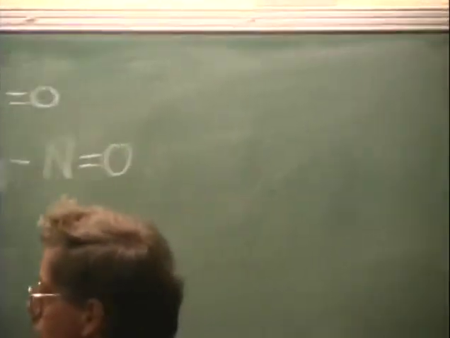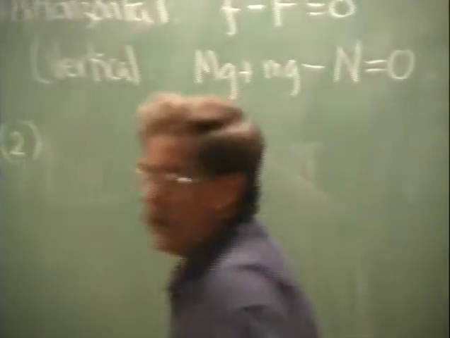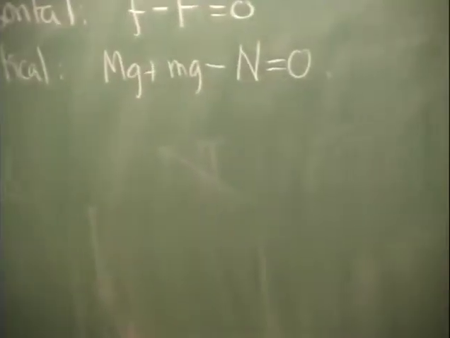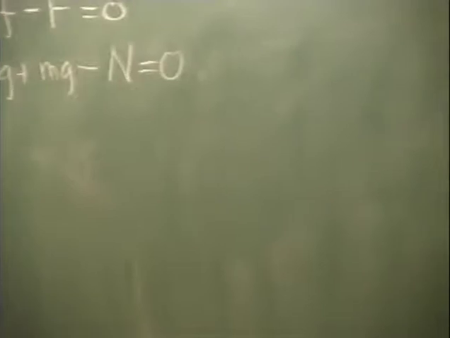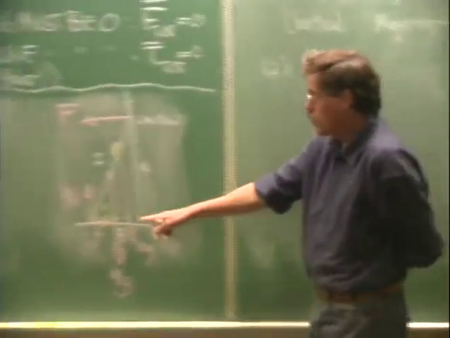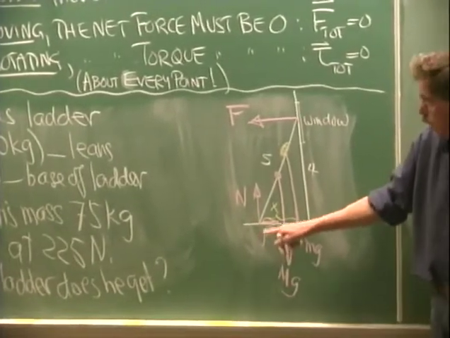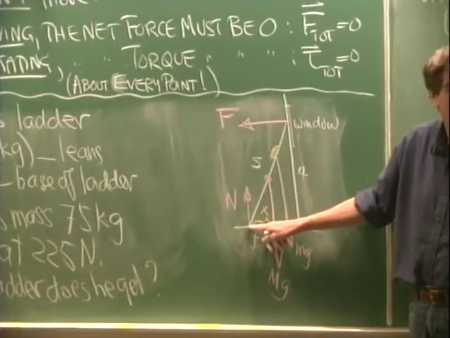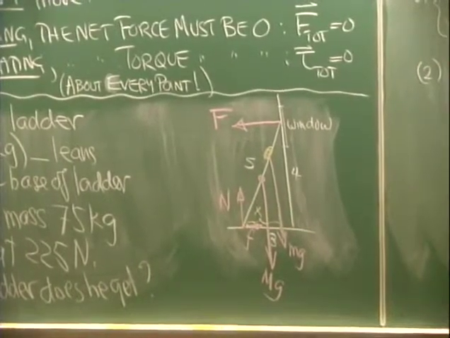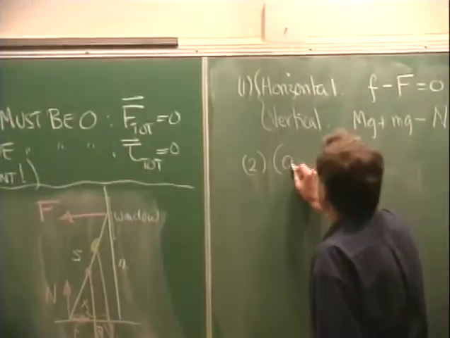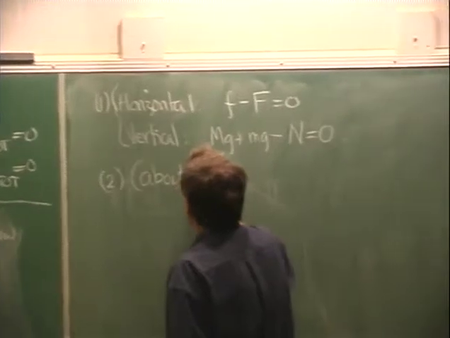Now the torques. About what point? Base of the ladder is the obvious place to choose in this problem because there are two forces that act there that I don't know about and I don't care about. So best to analyze torques about that point, and those two will disappear.